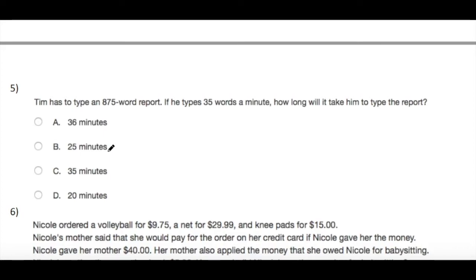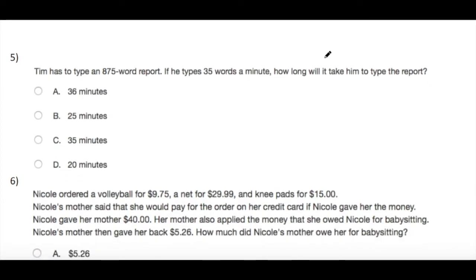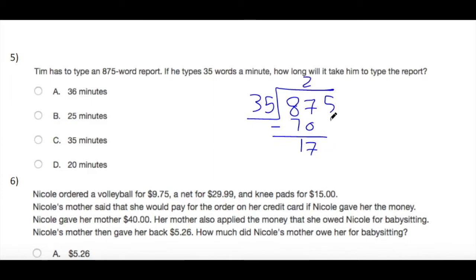Tim has to type an 875-word report. If he types 35 words a minute, how long will it take him to type the report? Okay, now I will divide 875 divided by 35. 87 divided by 35, you will find 2. 2 times 35 equals 70. Subtract, it will be 17. Now bring down next digit, which is 5. 175 divided by 35 equals 5. 5 times 35 equals exactly 175. So we finish the problem, and you will find the answer B.